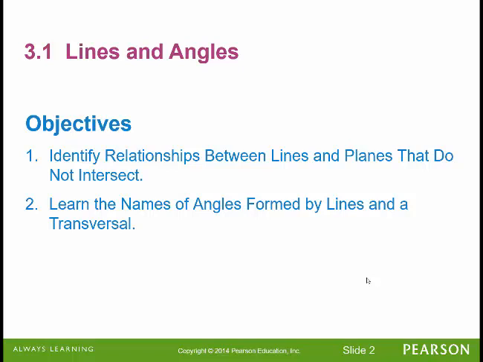We really have two objectives in this section. We want to identify the relationship between lines and planes that do not intersect, and then we want to learn the names of angles formed by lines and a transversal. This section is going to be about a lot of definitions and really just identifying different types of angles and their relationships with other types of angles.